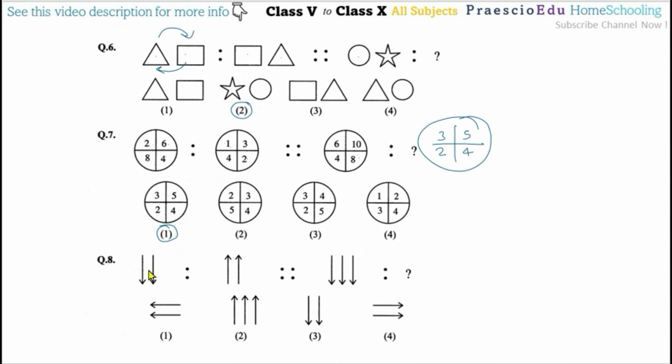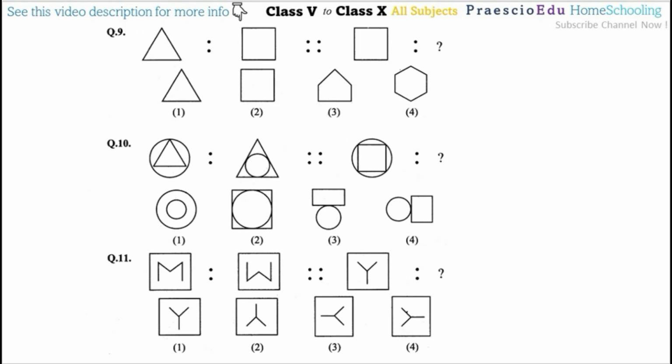Now question number 8: 2 arrows pointing downward, and after that, in the second term, 2 arrows pointing upward. It means down to up, this is the relation. Here 3 lines are in the down direction, so here 3 lines will be in the up direction. So likewise, this is given in option number 2.